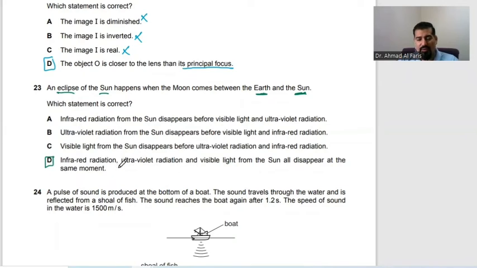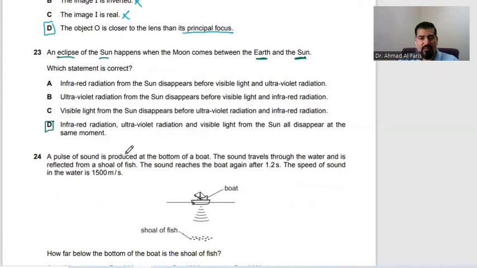All the radiation is blocked and disappears at the same moment.